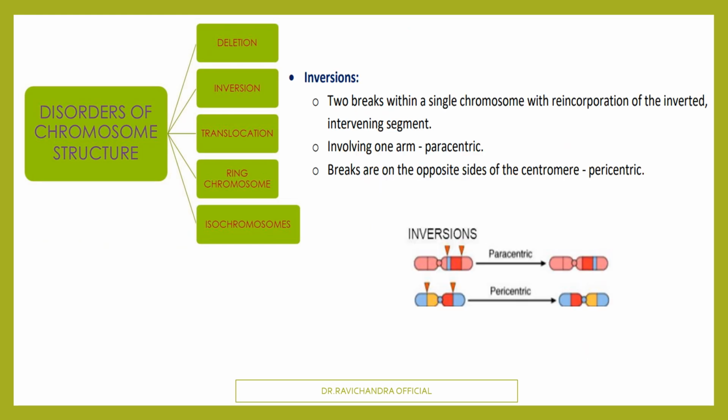Coming to inversions. Two breaks within a single chromosome with reincorporation of the inverted intervening segment, involving one arm, is called paracentric. If the breaks are on opposite sides of the centromere, then it is called pericentric. So, inversion can be paracentric, involving one arm, or pericentric, involving opposite arms.